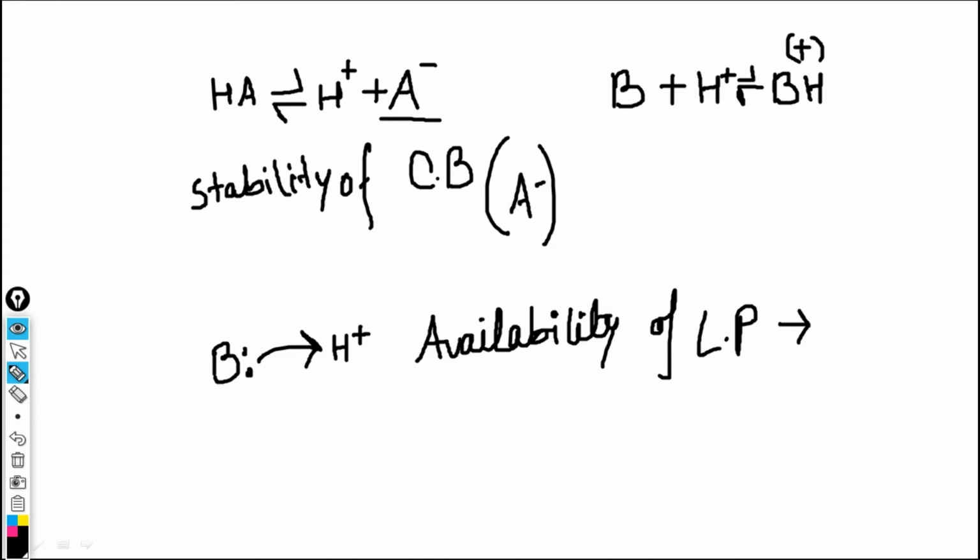In case of acid, stable conjugate base will give a stronger acid, and in case of base, the ease of donation or availability of lone pair will be the determinant factor.